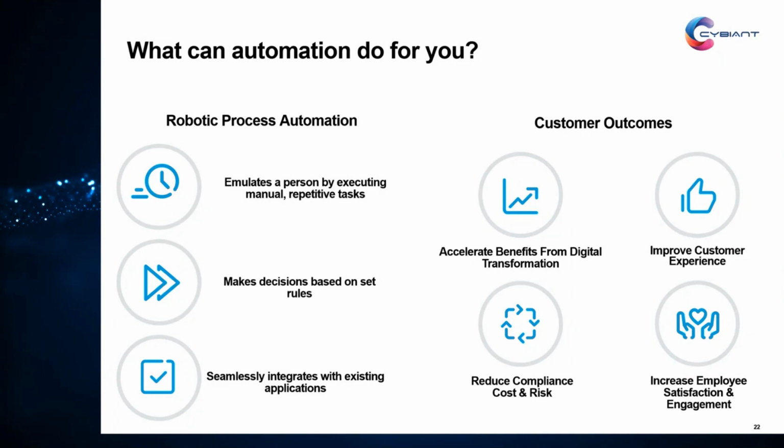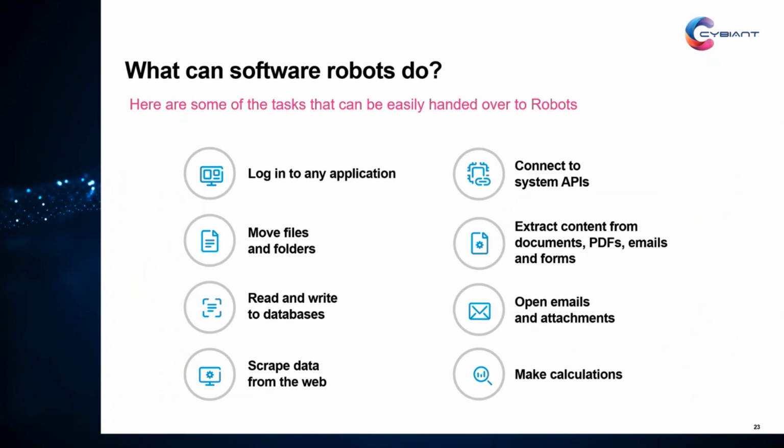And how does it improve employee satisfaction? Because we can see that employees don't have to spend a lot of time, in 8 hours of working, dealing with data entry only. So we basically take that task away from them so they are able to focus on tasks that give higher satisfaction. Okay. And if you talk about what the RPA, the software robot, can do, this is some of the examples of what it can do.